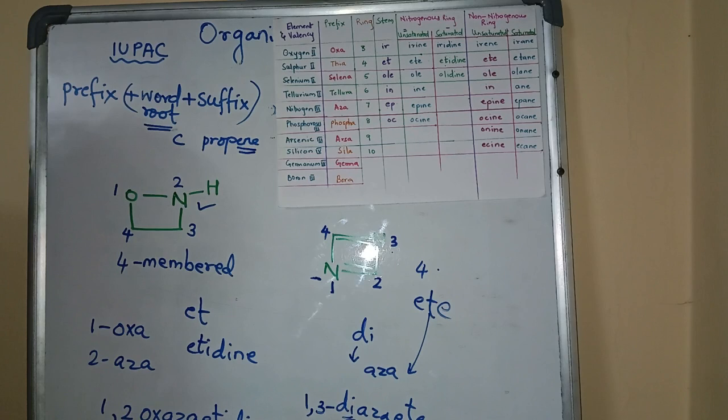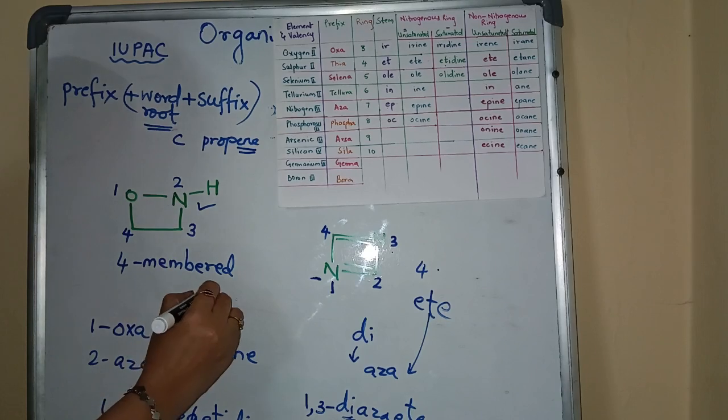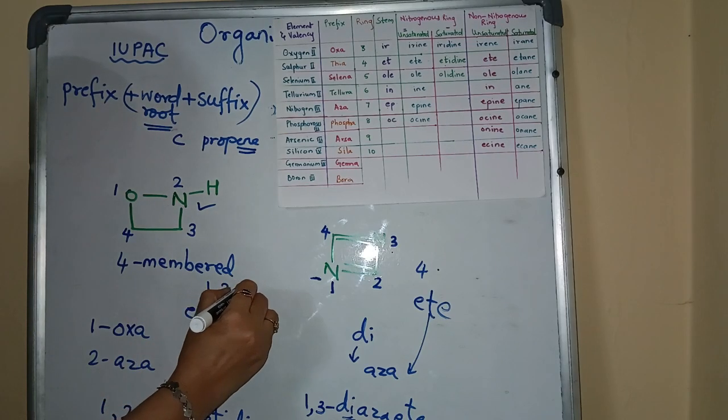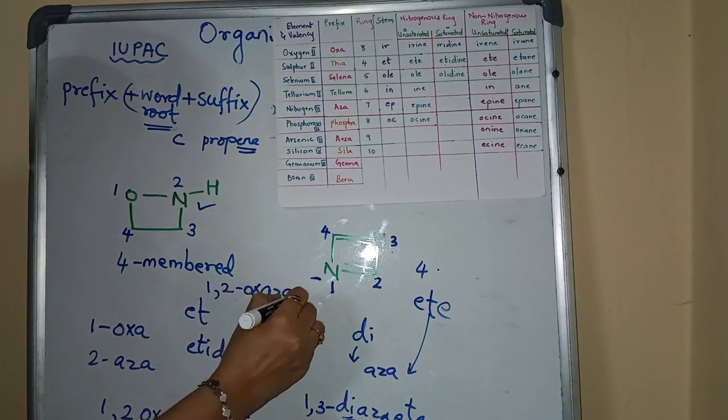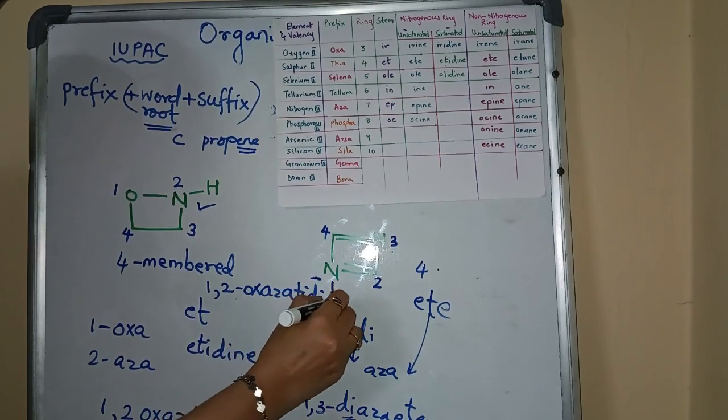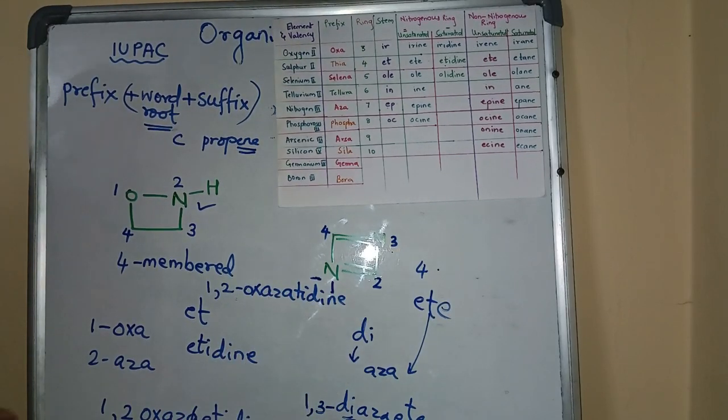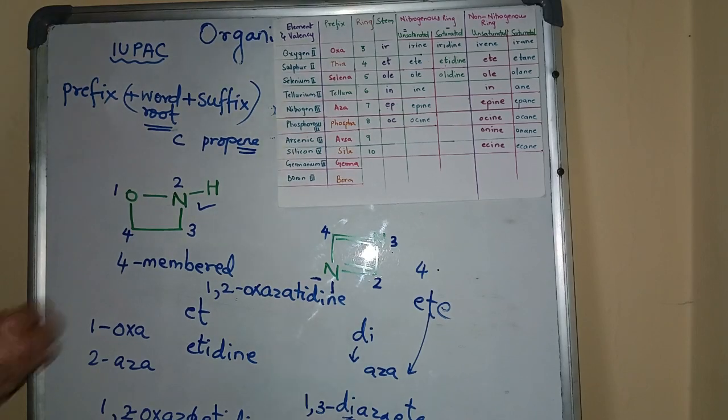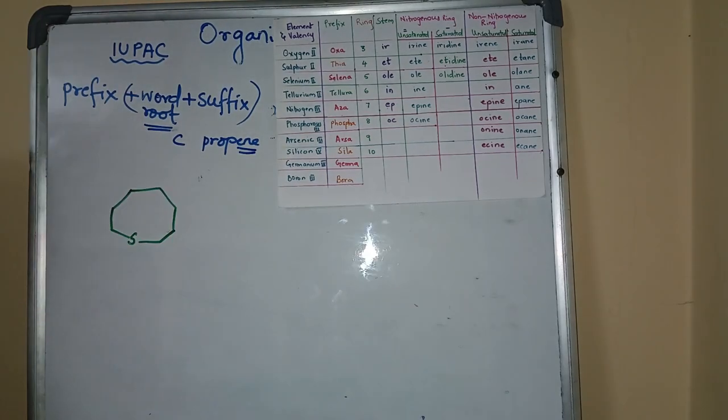Now here we can drop this A, and finally the name we get is 1, 2, oxazetidine. Okay, so we get this kind of name, 1, 2, oxazetidine. Okay. Let us start the numbering from here.